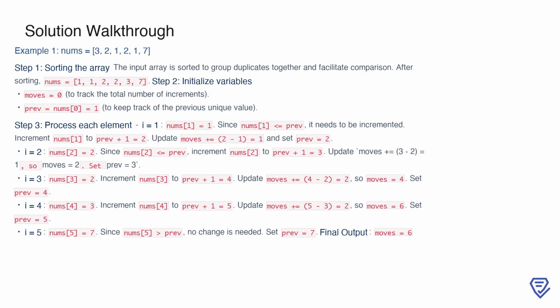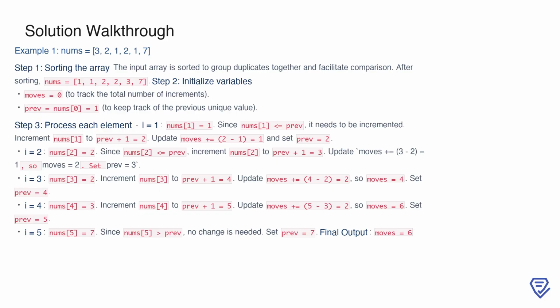Next, we initialize two variables. The first is moves, which starts at 0 and will keep track of the total number of increments we make. The second is previous, which is set to the first element of the sorted array, in this case, 1. Previous will help us track the last unique value as we iterate through the array.